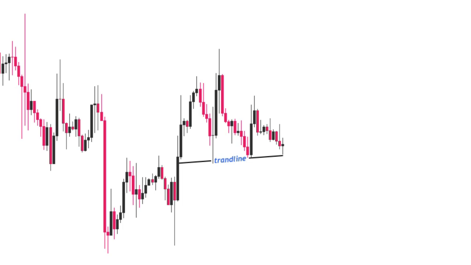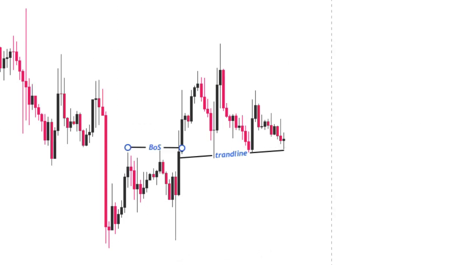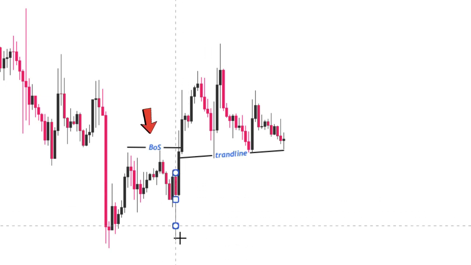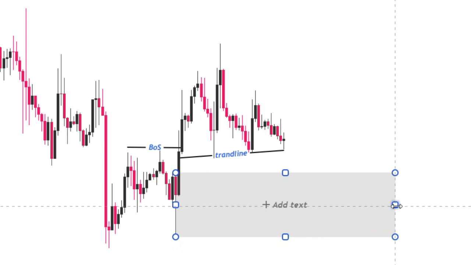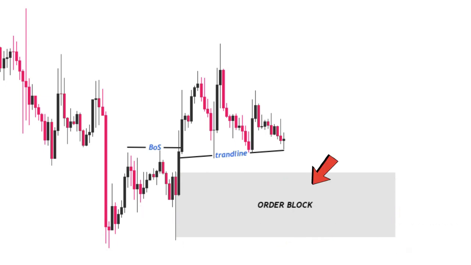Now let's combine this with structure. Price moves in phases: expansion, then retracement. When price breaks structure, it creates an imbalance between buyers and sellers. Institutions don't enter all at once. They leave behind areas of unfinished business. These areas are called order blocks.